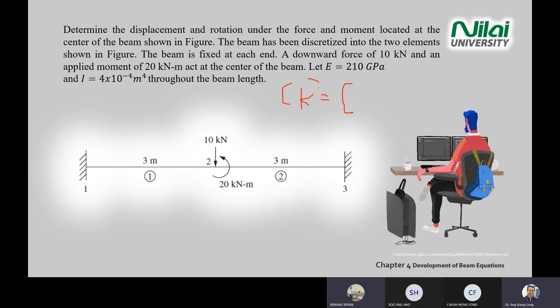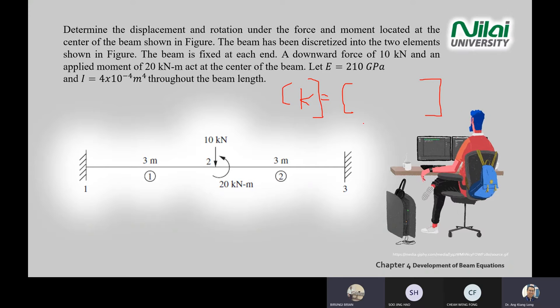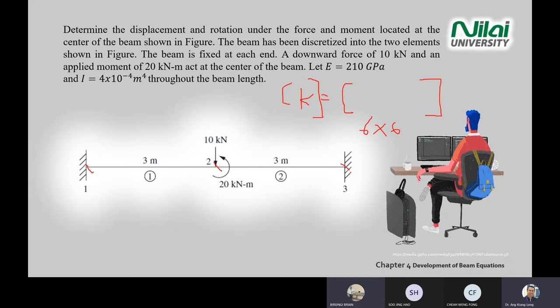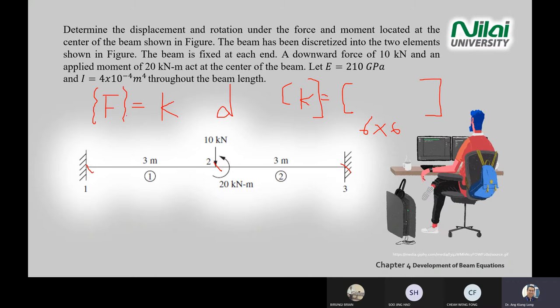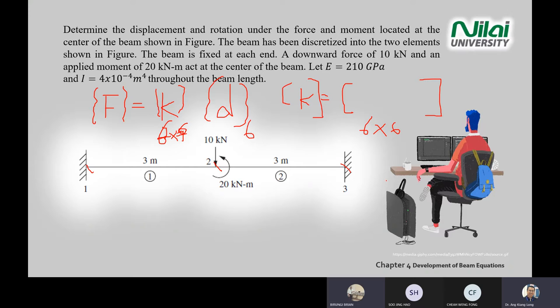Brian, the question I will ask you: can you estimate the size of the K matrix in your answer? If you look at this system, what is the size of the K matrix? You're looking at a beam. How many points? You have 6 times 6, because you have 3 points: 1, 2, 3. Each point gives you 2 displacements, so you have 6. So this is the general idea. Then after that, you build F equal KD. So you know that K is 6 times 6. D also has 6, because you have 3 points, 6 unknowns.